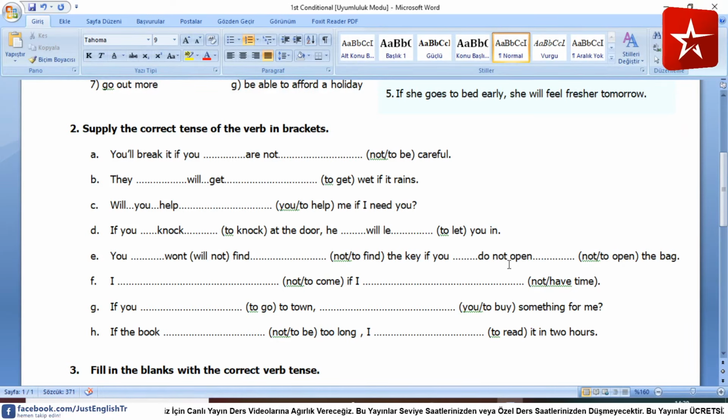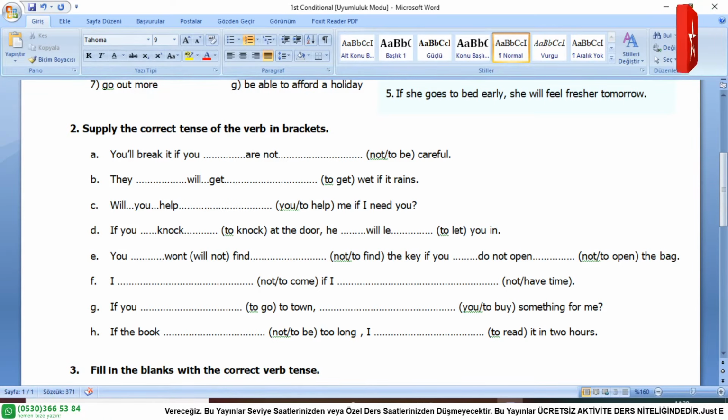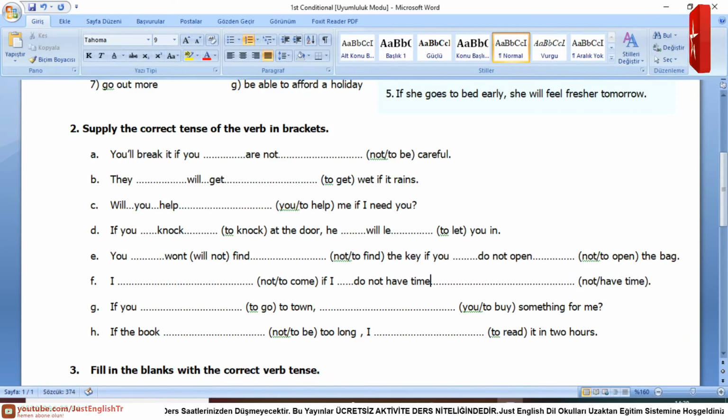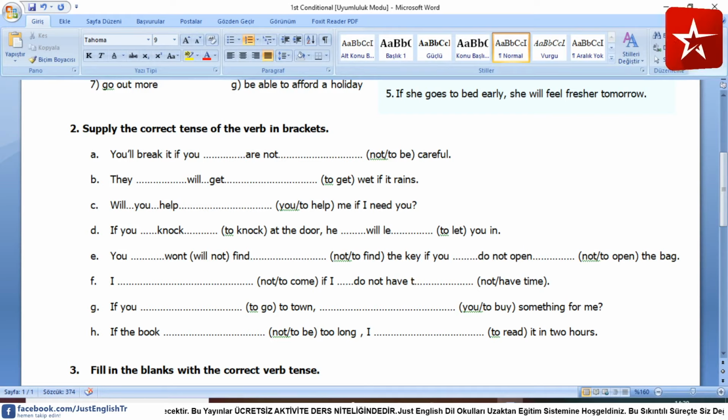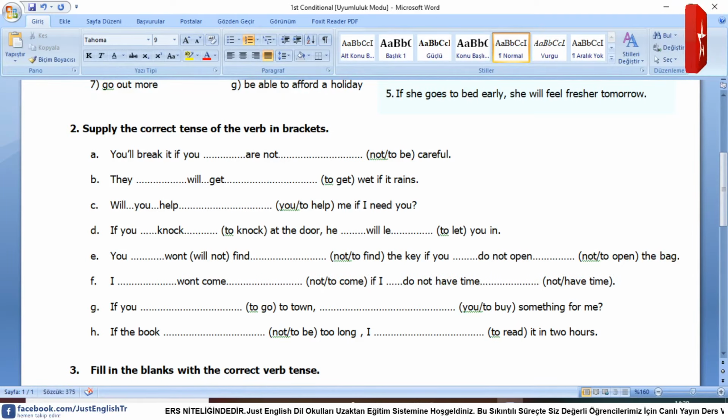Okay guys, it's impossible to learn English in this way. It is possible, just please pay attention carefully and you will do that easily. If we don't have time, alright, let's do this part. If we don't have time, make it shorter. If I don't have time, it means I won't come. Won't means will not. Great. I won't come if I don't have time.